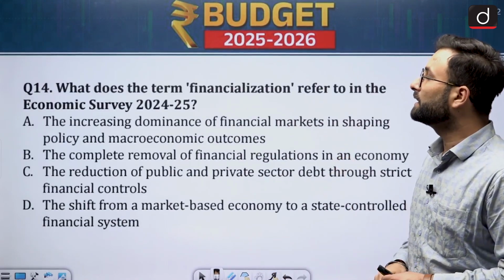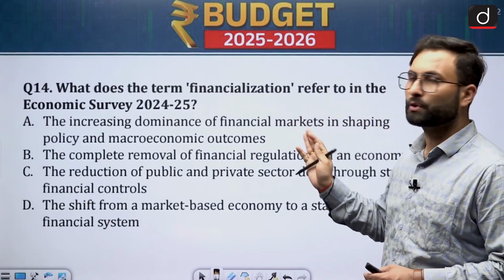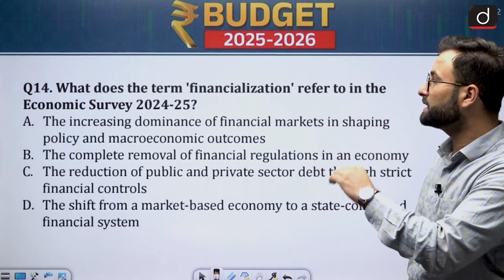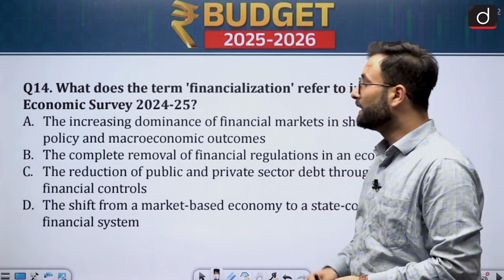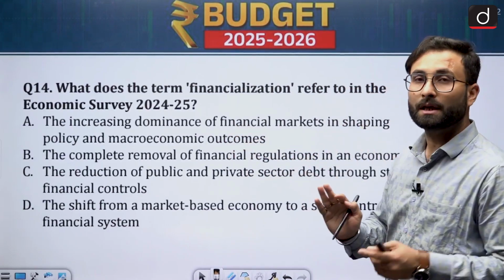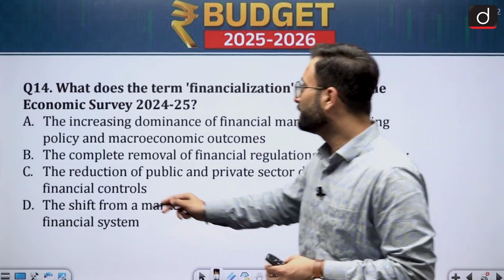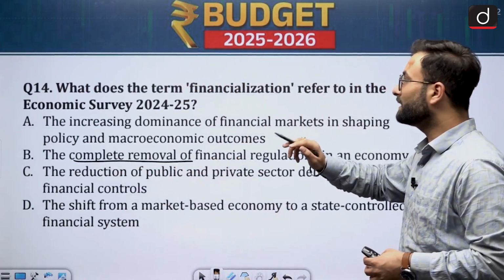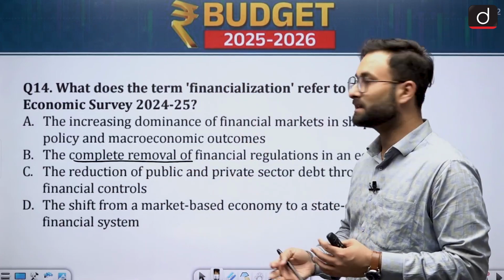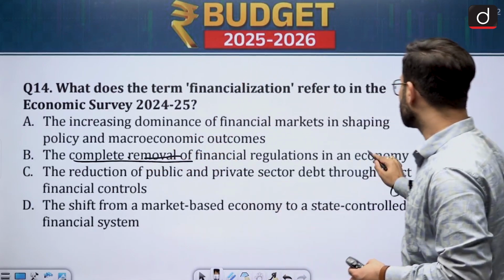Coming to the next one, 14th, what does the term financialization refer to in the Economic Survey 24-25? Now options are given. The increased dominance of the financial market in shaping policy and macroeconomic outcomes. Okay, that is one thing. Coming to the second one, the complete removal of financial regulation in the economy. If you are going for the complete removal, that would not be a very good thing to do. So that might not be your answer. Okay, and second thing is, they are talking about financialization and not unfinancialization or non-financialization. It is a positive term and not a negative term, so they are not talking about removal. So that is why this statement will not be your answer.